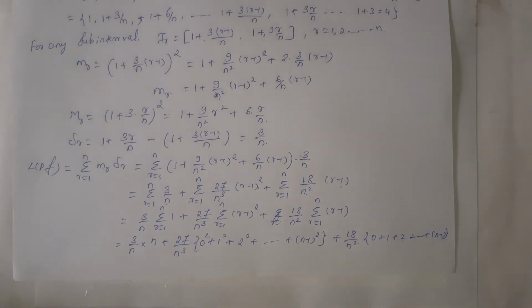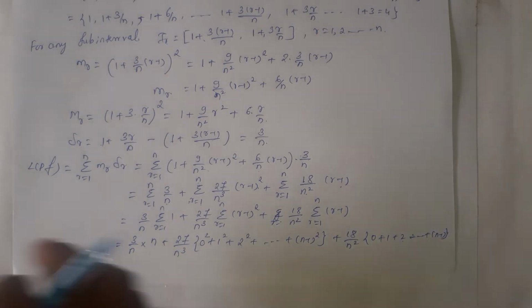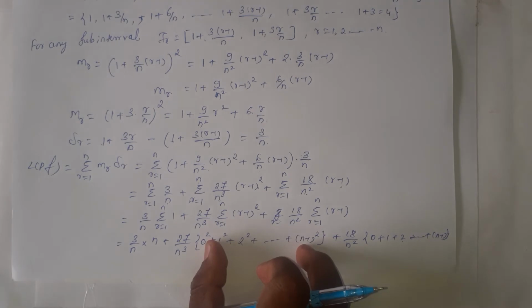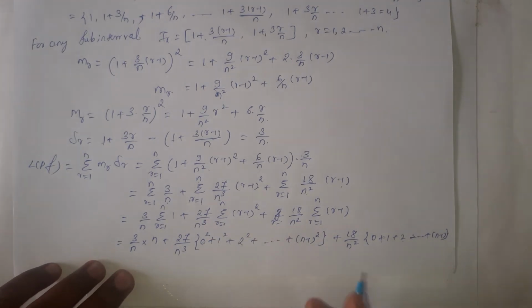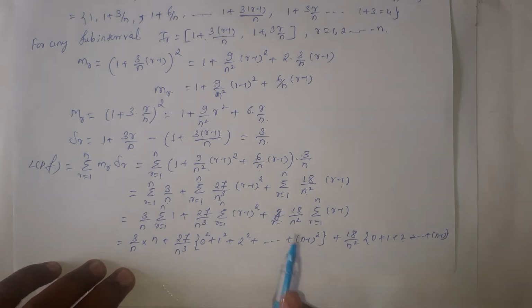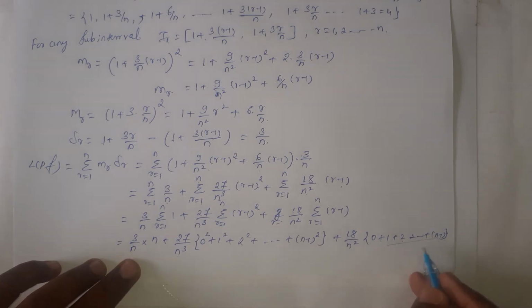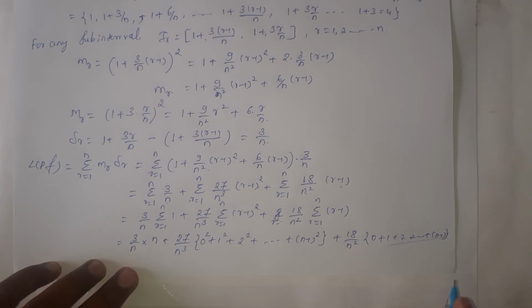So therefore here we can write this sum by using the formula, that is n into (n plus 1) into (2n plus 1) divided by 6, that is the sum of squares of first n natural numbers, and this sum is given by n into (n plus 1) by 2, that is the sum of first n natural numbers.